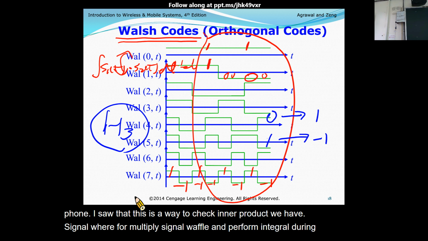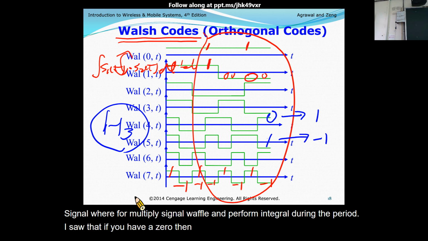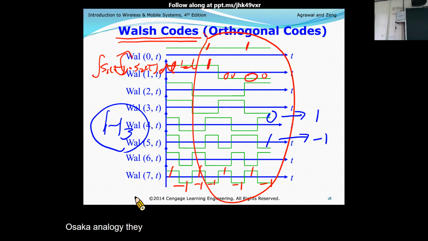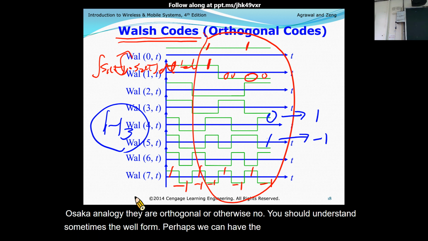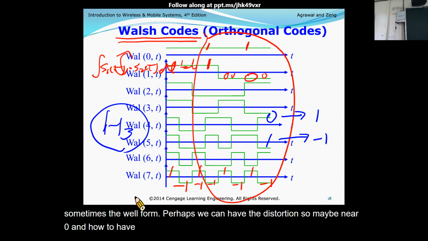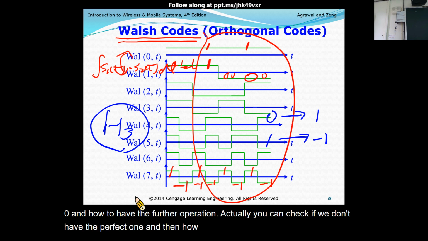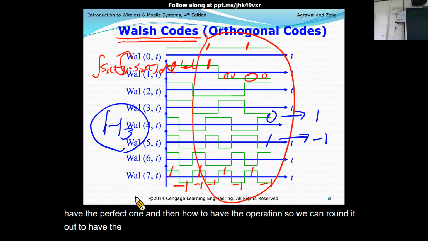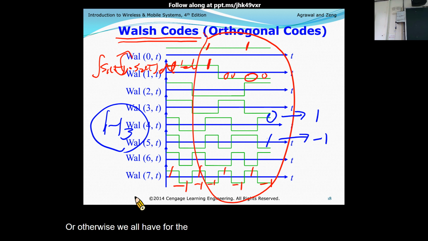If the result is 0, then they are orthogonal. Otherwise, no. But you should understand that sometimes the waveform can have distortion, so the result may be near 0. If we don't have the perfect one, we can round it to get the final result. Otherwise, we already have the signal, so if it is not 0, then it is not orthogonal.